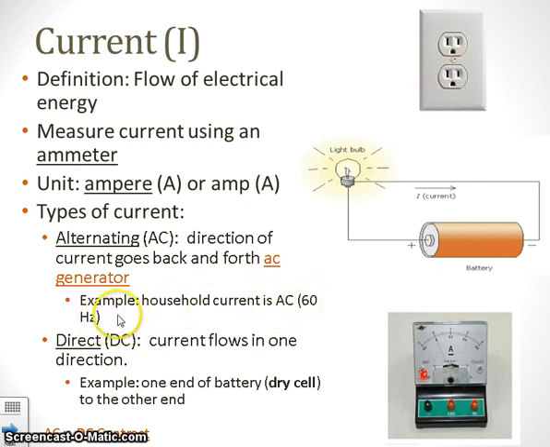And 60 hertz is the frequency of that alternating current. It goes back and forth at a rate of 60 times per second. The electric charge actually moves back and forth.